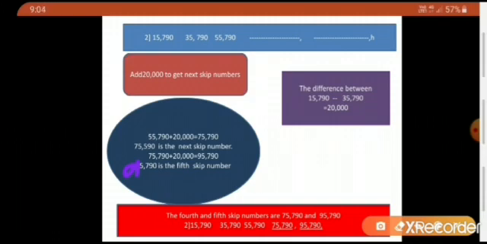15,790, 35,790, 55,790, 75,790, 95,790. Now we complete the series. We substitute the blanks, then we complete the series.